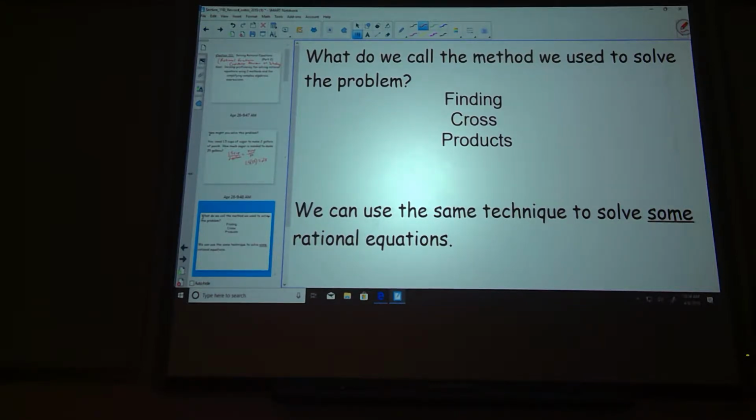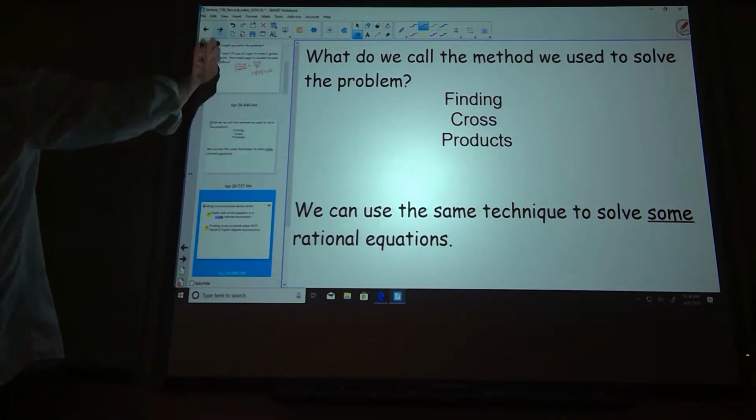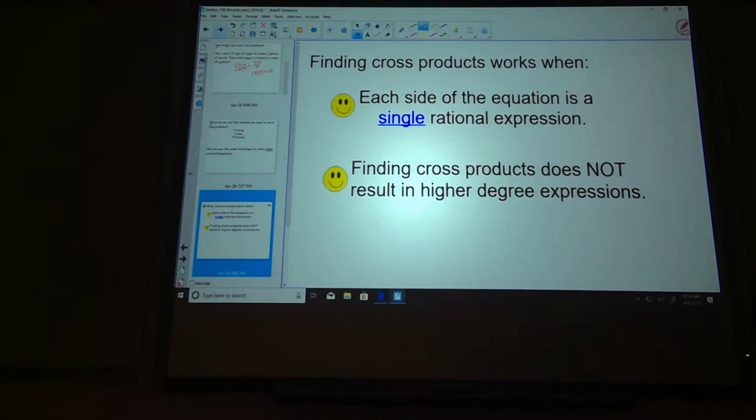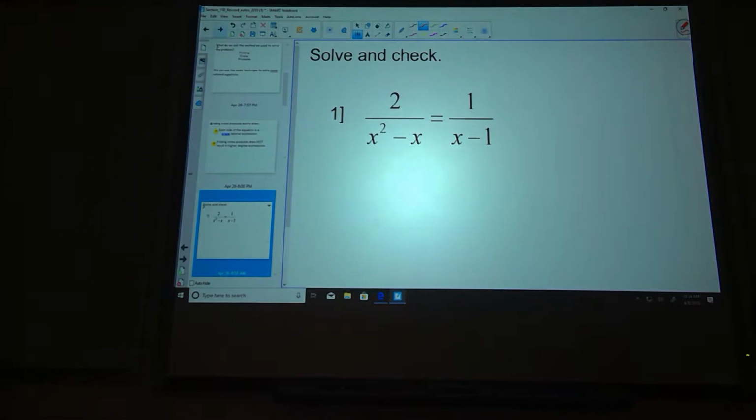So we can use the same technique to solve rational functions. Guys and girls, some of you are talking too much. So you can find cross products when each side of the equation is a single rational expression. So if you had x over 2 and x over 6, you can cross multiply and figure it out. If you had x over 2 equals x over 6 plus 7, you can't just cross multiply. You have to put them together. And then the cross product does not result in higher degree expressions. So we don't go from 3rd degree to 5th degree.